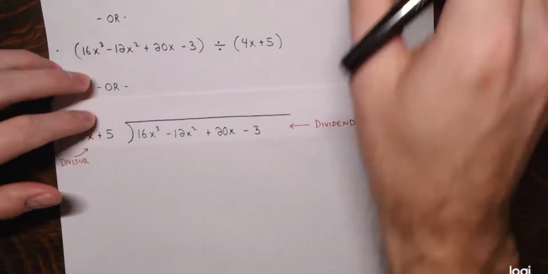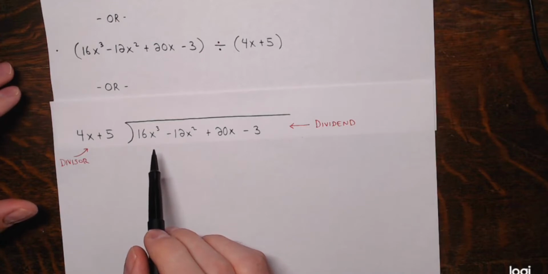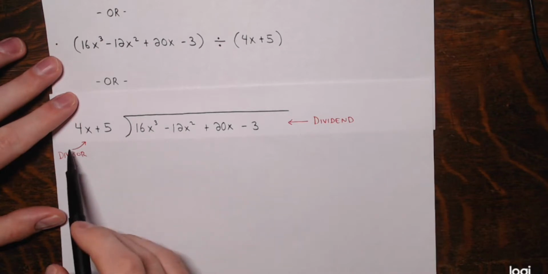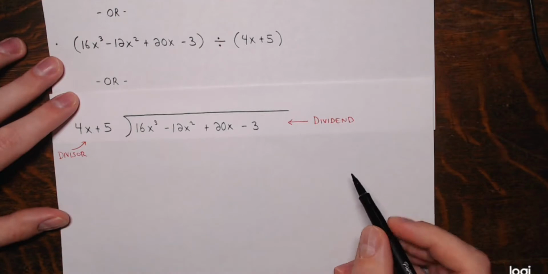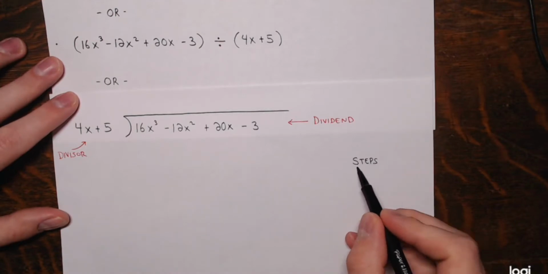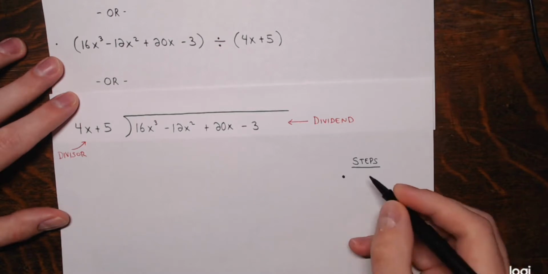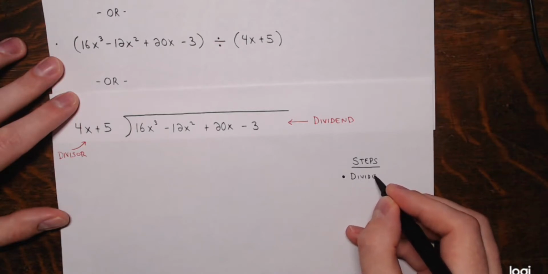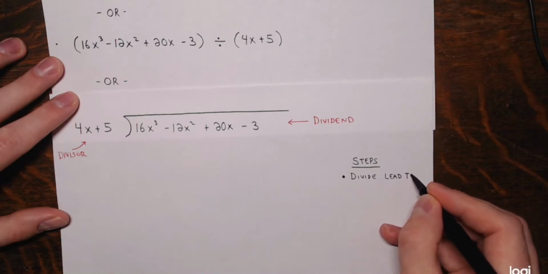Okay, so this was step one, set up the division with the long division symbol, and put the dividend inside, divisor outside, in descending order. Okay, now for the steps. Now I'm going to kind of shorten the steps a little bit here. First step is to divide the lead terms. Only the lead terms.